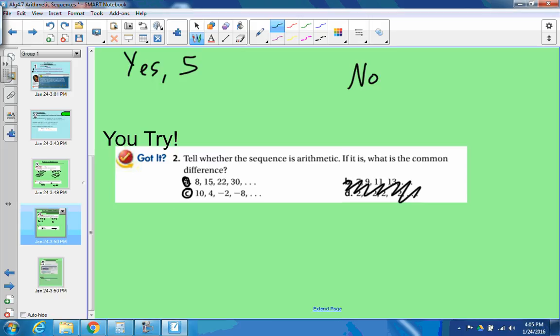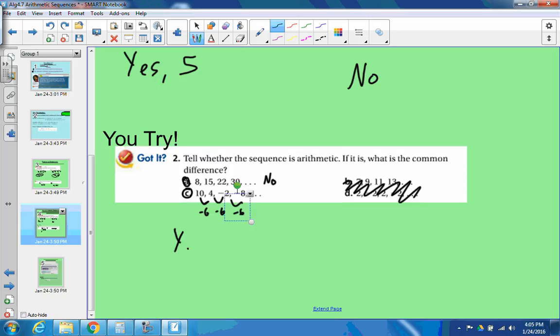All right, so if you found A, it's going up by 7, then 7, then 8. So no, this is not an arithmetic sequence. C, we're going down 6. Down 6 again. Down 6 again.